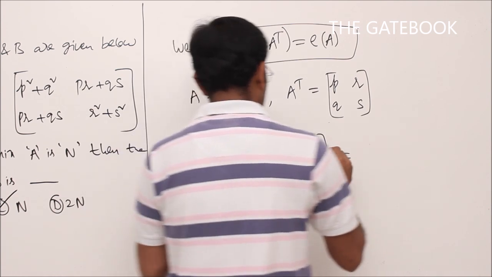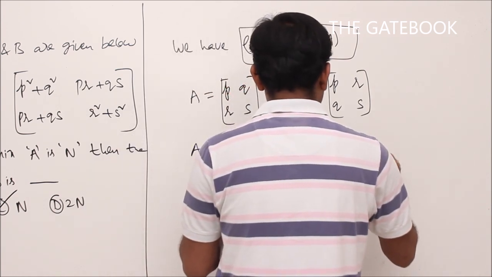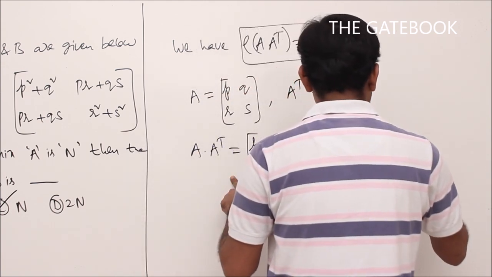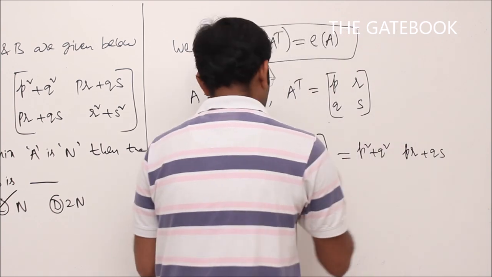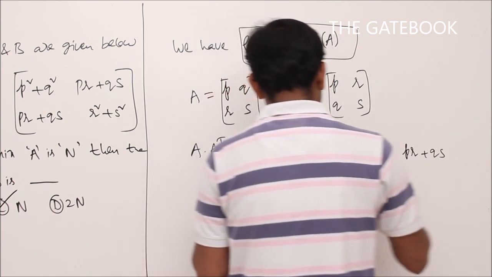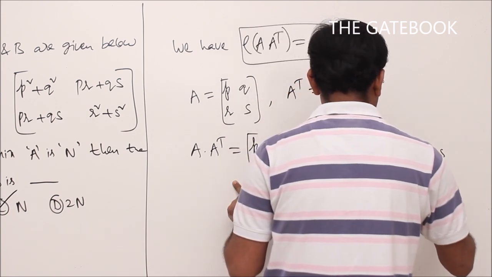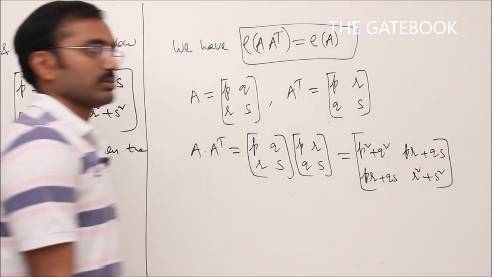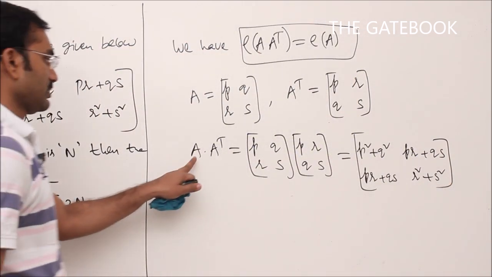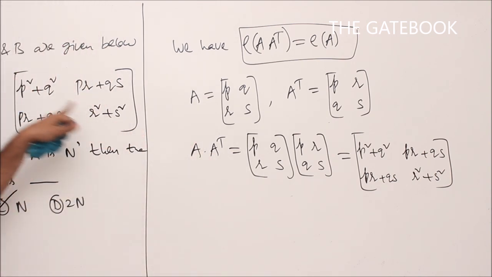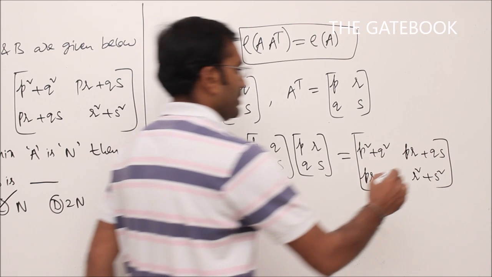Multiplying these two, it will give P square plus Q square, PR plus QS, R square plus S square. The multiplication of A into A transpose. So now here see that A into A transpose is giving B. Both are equal here. So that is equal to B.